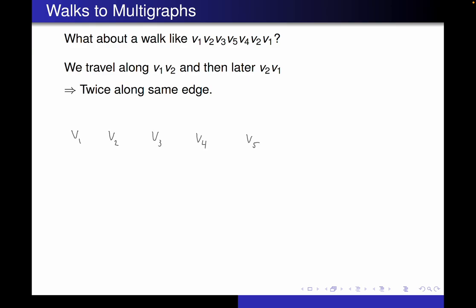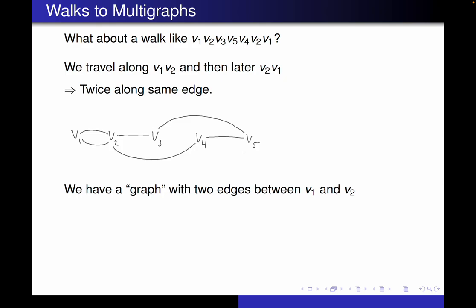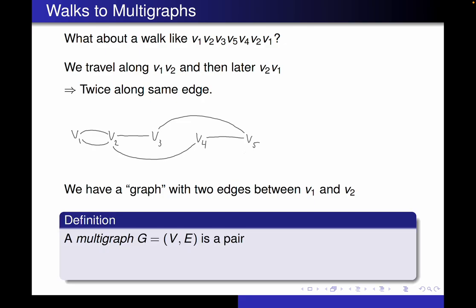Well, we can try doing the same thing we did before. We start from V1, you go to V2, then to V3, then skip over to V5, then back to V4, and back to V2, and then back to V1. Now notice what we did here is we have, for lack of a better word, a graph with 2 edges between V1 and V2. The problem is that graphs don't let us have more than one edge between vertices. So we need to define something else. And that something else is going to be called a multigraph.